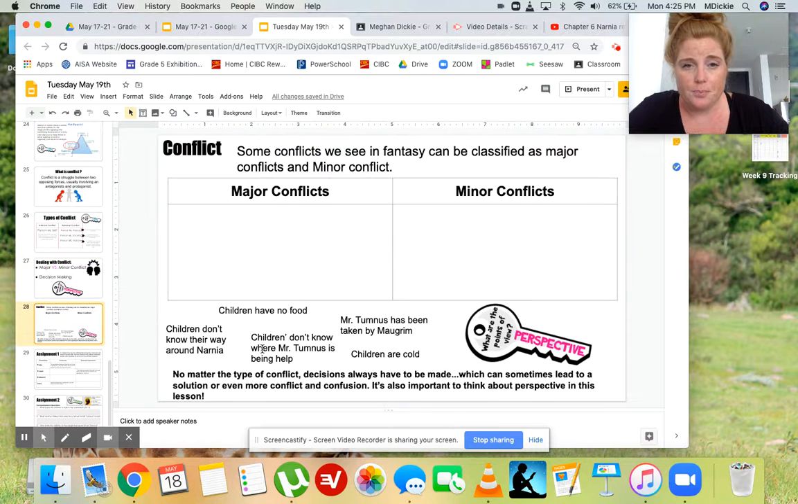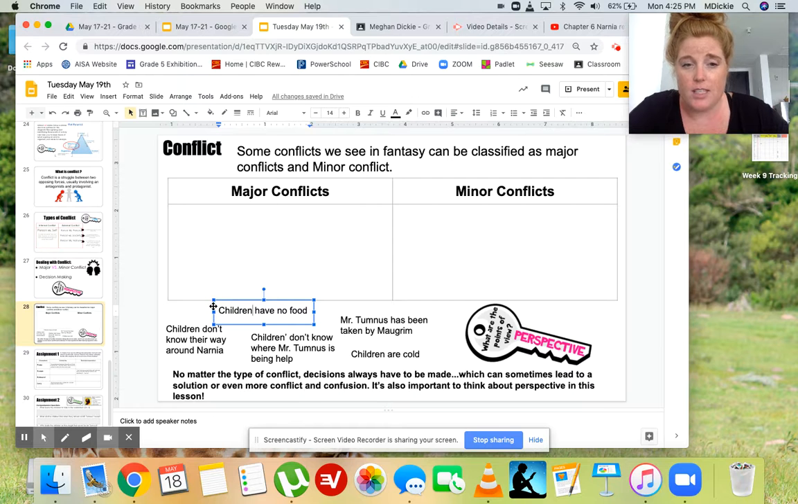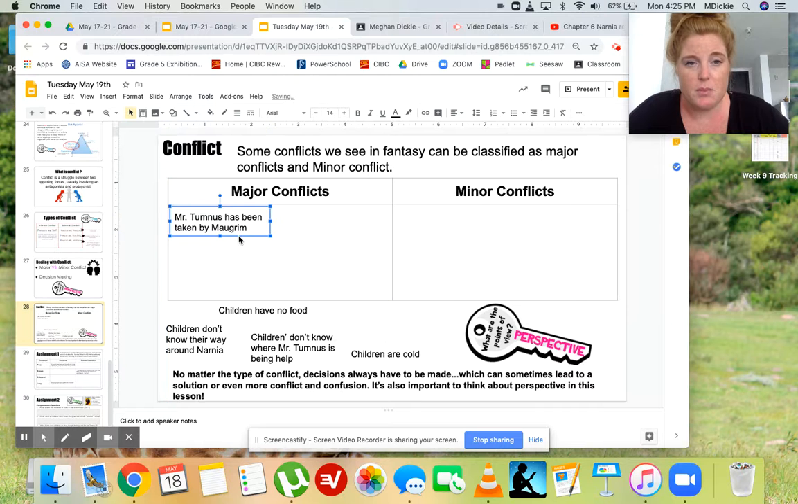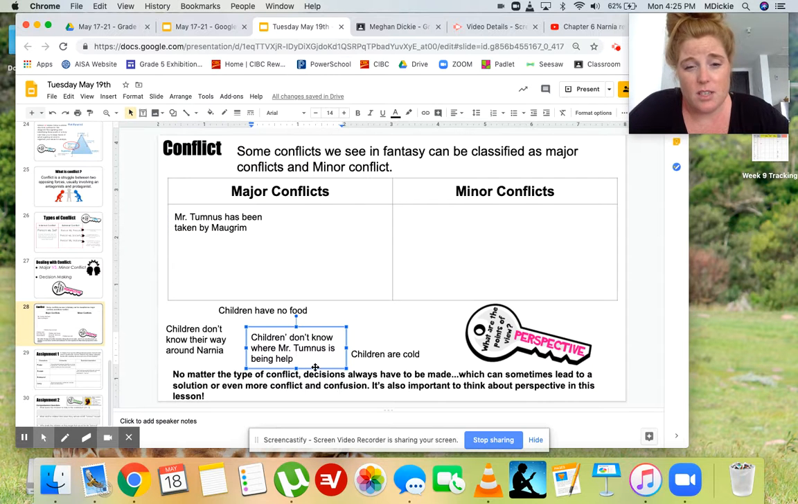So, for example, these are some conflicts that we've seen so far that the children have expressed in the chapter. Okay, and I'm going to sort them how I think I would sort them, but you can also just think about, do you agree with me, or do you think you would have sorted it in a major or a minor? Okay, so for example, Mr. Tumnus has been taken by the Maugrim. I think that's a pretty major conflict. He's missing, he's an important character, so I'm going to move that into a major conflict. The children don't know where Mr. Tumnus is. That's a pretty big deal because they're trying to save him.